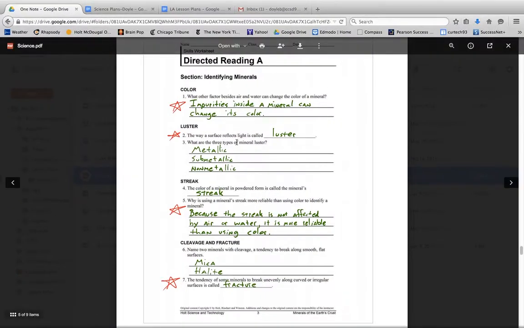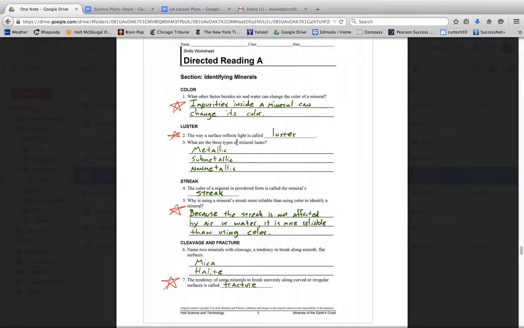All right, now let's take a look at the directed reading A for identifying minerals. This is chapter 1 in the book Inside the Restless Earth, and it's section 2. So it has to do with the different things we look at to identify a mineral. Remember to do all your corrections in a different color pen or pencil or marker.